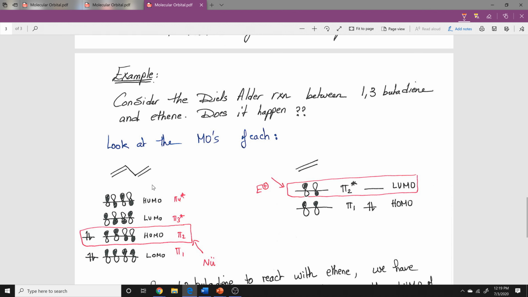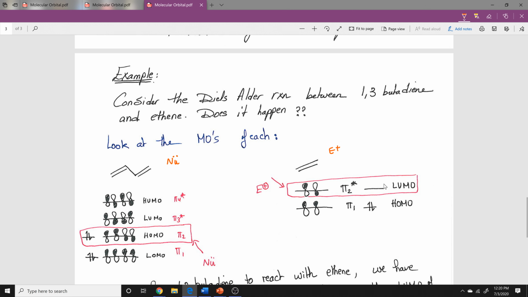Does it happen? So the 1,3-butadiene is here, the ethene is there, and it's asking me, does it happen? Now, first I would need to pick which one is my nucleophile and which one is my electrophile. I know that a double bond is a nucleophile, but the one that has more double bonds is going to be my nucleophile, and the one that has fewer double bonds is going to be my electrophile in this case.